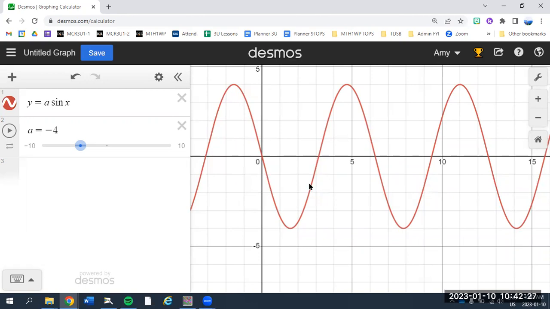So vertical reflection in the x-axis and a vertical stretch by a factor of 4. Okay, everyone's good with that? So what do you need to know for your culminating? You will need to know how to graph this. You will need to know how to label the median line. What is it right now? Y equals 0. Okay, a stretch and compression does not affect your median line.